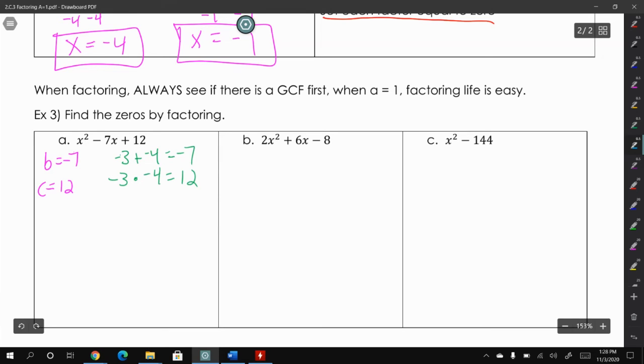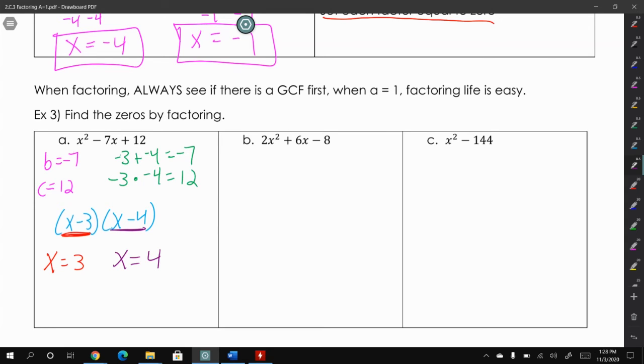So we're going to rewrite this as x minus 3 times x minus 4. And then our zeros are the opposite of what you'd see. So x equals 3 and x equals 4. So not too difficult when a is 1.